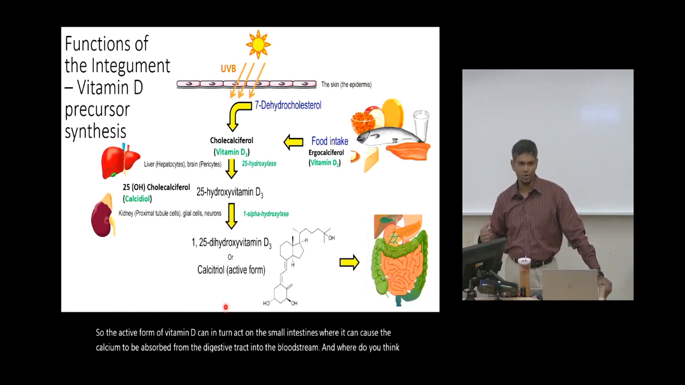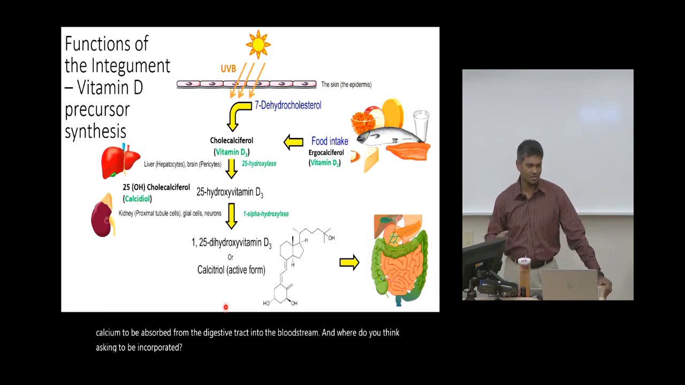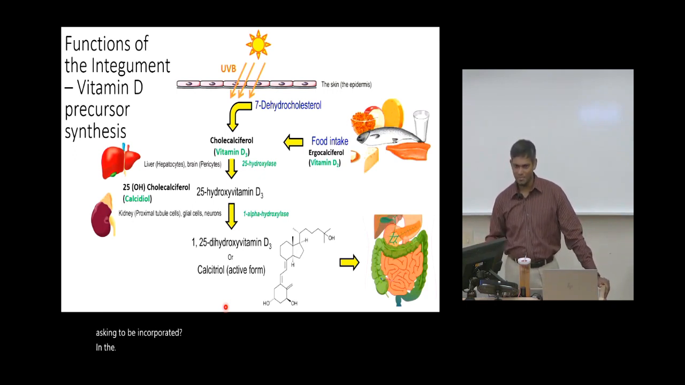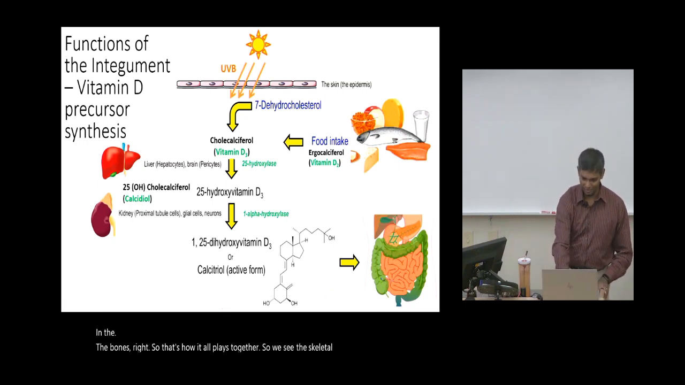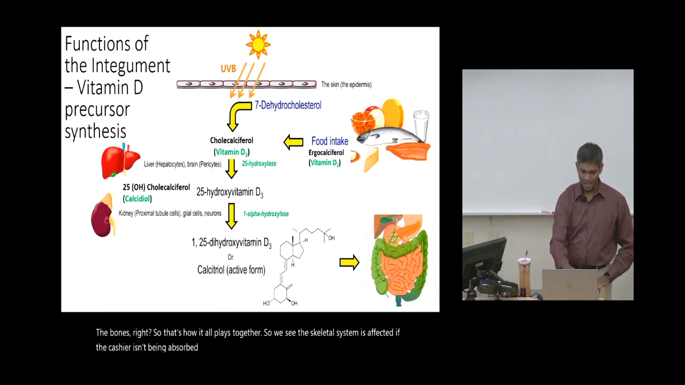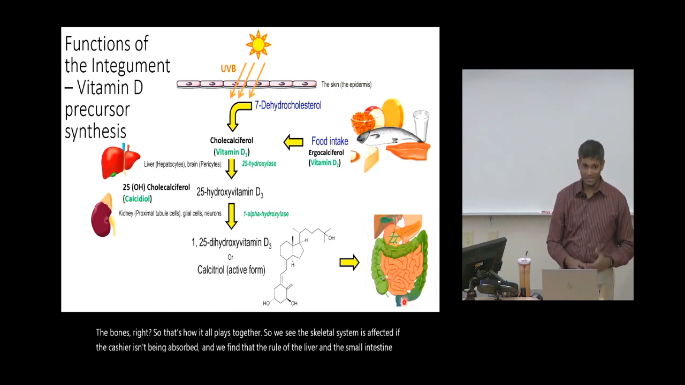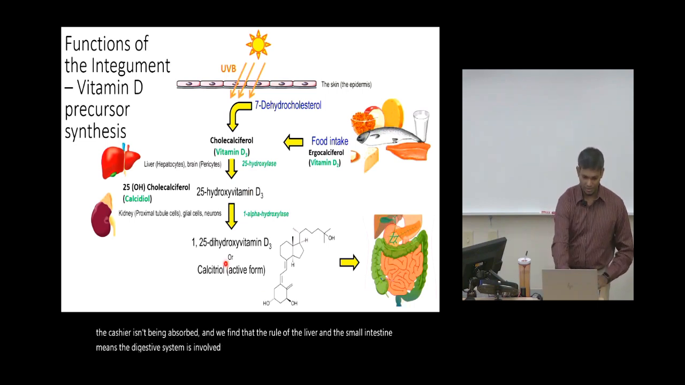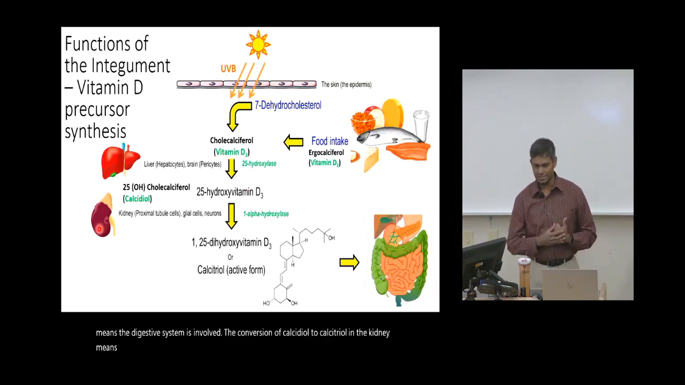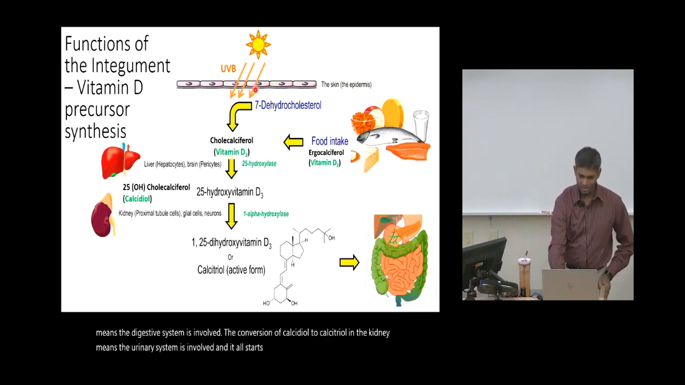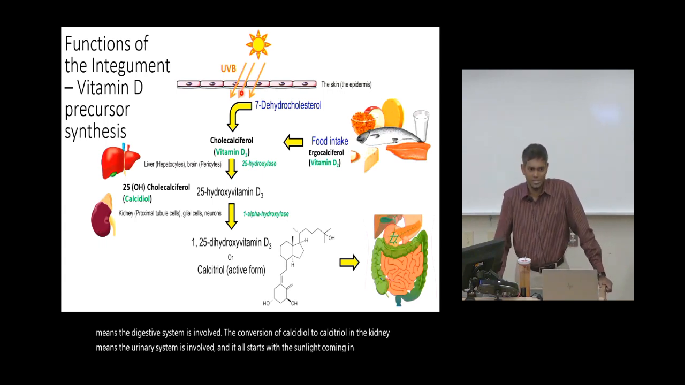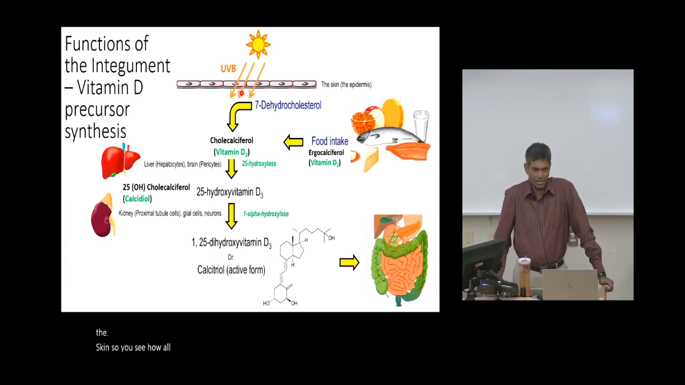And where do you think calcium will be incorporated? In the bones, right? So that's how it all ties together. So we see the skeletal system is affected if the calcium isn't being absorbed, and we find that the role of the liver and the small intestine means the digestive system is involved. The conversion of calcidiol to calcitriol in the kidney means the urinary system is involved, and it all starts with the sunlight coming in contact with the skin. So you see how all these four systems are connected.